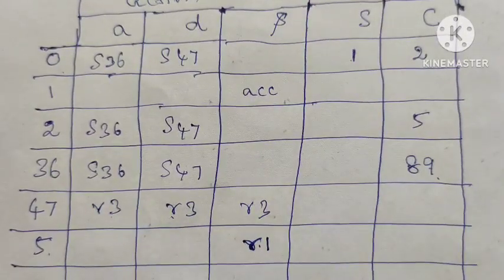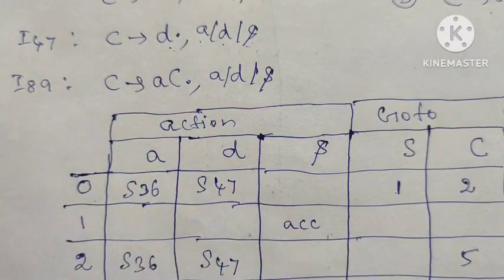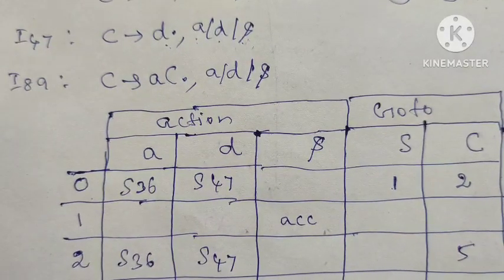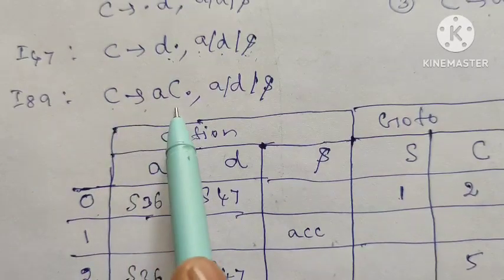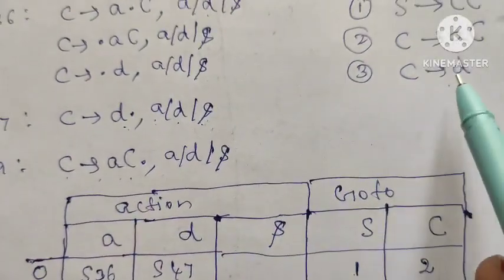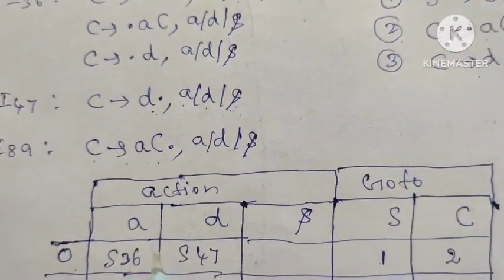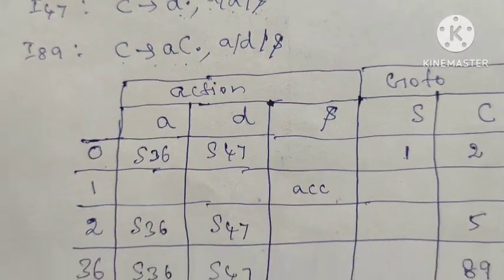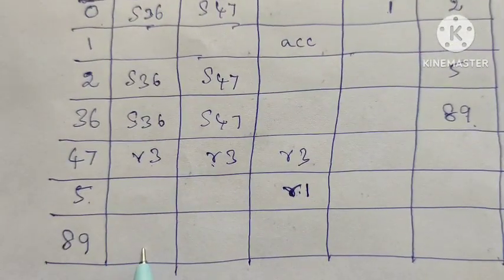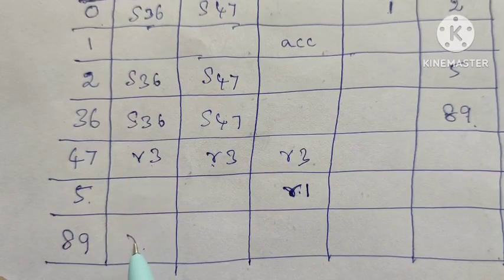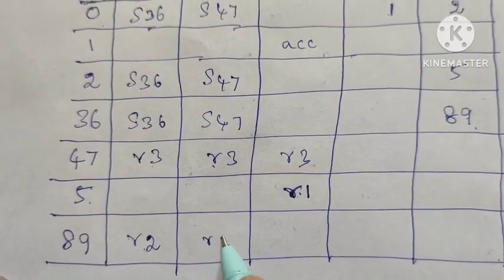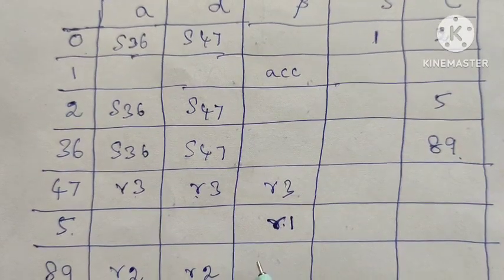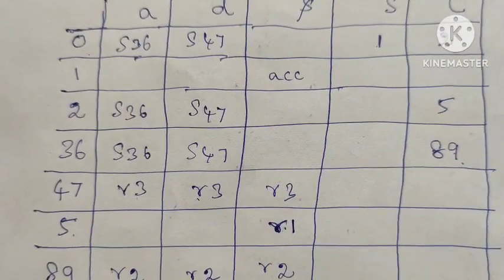Now the last one. Now come to I8, 9. 8 and 9 have been merged here. 6 and 7 have already been merged; 6 is merged with 3, and 4 is merged with 7. Now 8 and 9. We have a production C tends to AC dot, which actually comes from the original production, the second production. The lookahead symbols are A, D, dollar. So it happens in I8, 9. Go and see here: in A, you have to write R2, in D, you have to write R2, and in dollar also, you have to write R2.